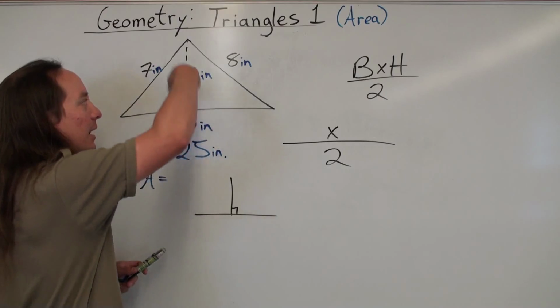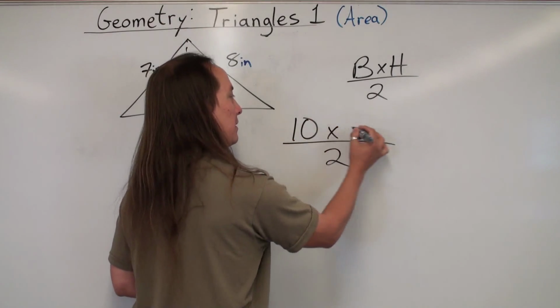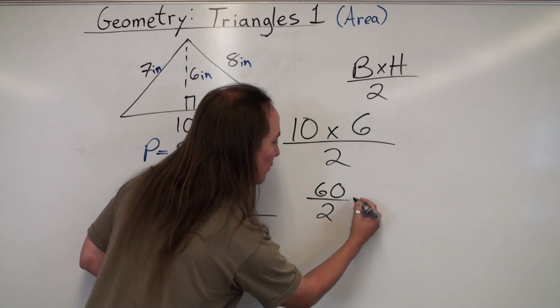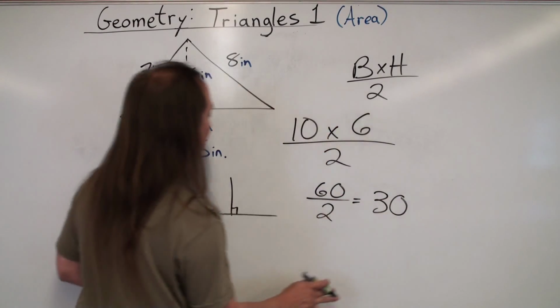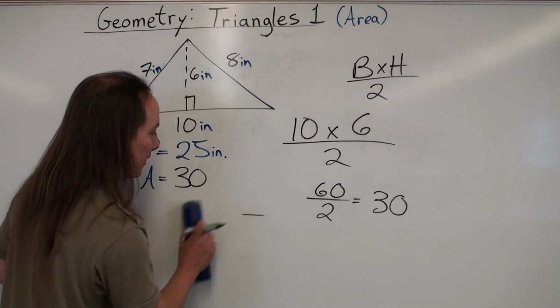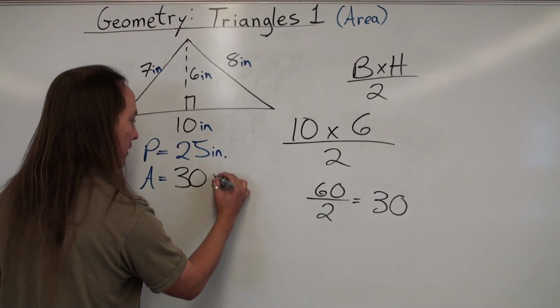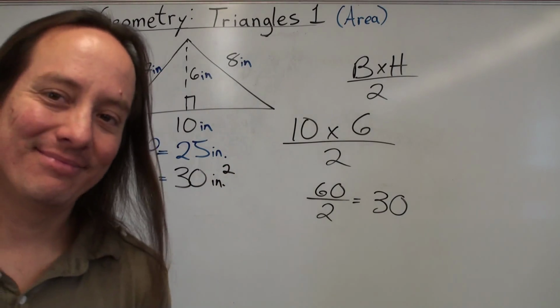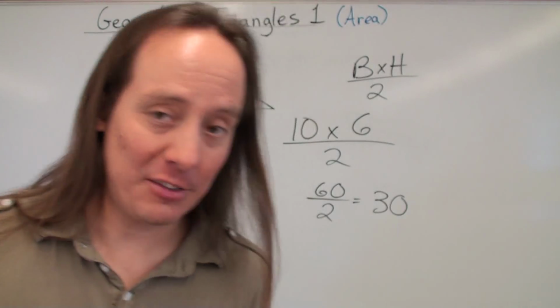So I need my 10 and I need my 6. 10 times 6 is 60. Divided by 2 is 30. Okay? I'll go ahead and put the answer over here, 30. Now I will have to take that away. 30 inches squared. All right? So that's pretty much it.